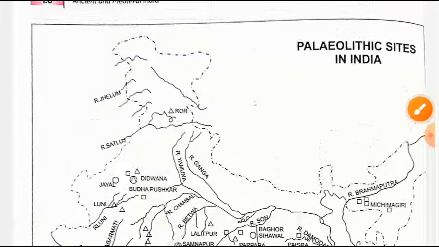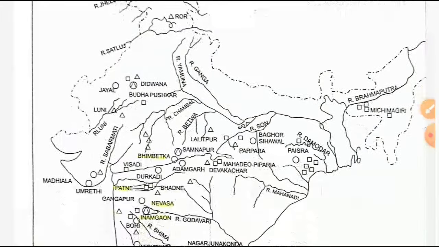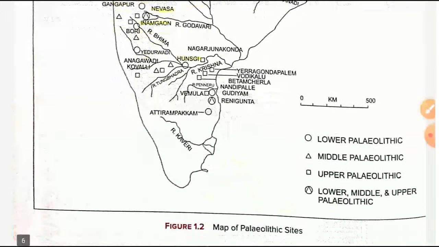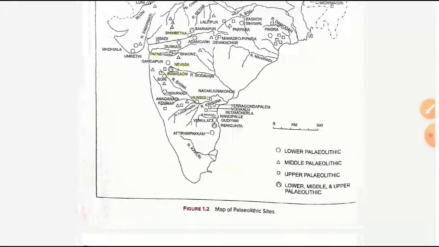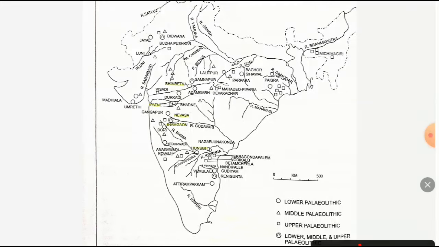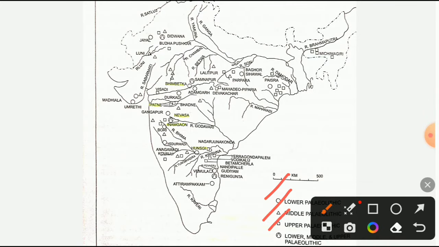Now here it is the map. Paleolithic sites in India. You can see the different Paleolithic sites are given. Here it is given lower Paleolithic site, middle, upper. Lower Paleolithic site, you can see Attirampakkam, Nevasa, Yedurwadi, Adamgarh, Didwana. Here it is Bhimbetka. All the three sites are found here. So you can have a look or watch this to remember it well.